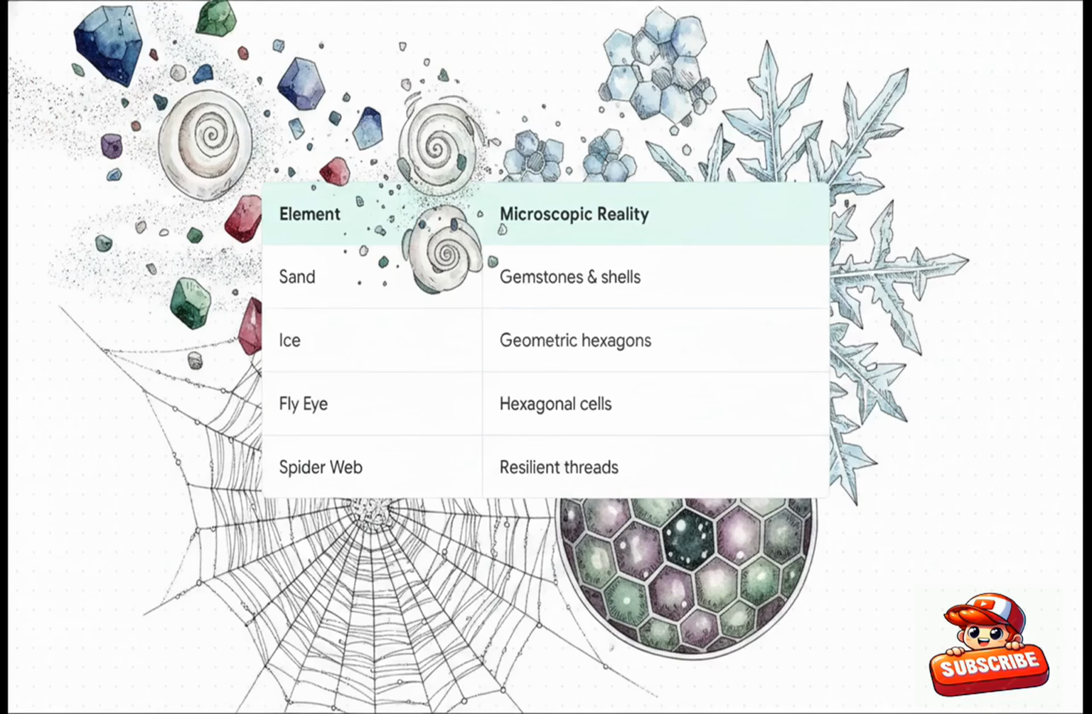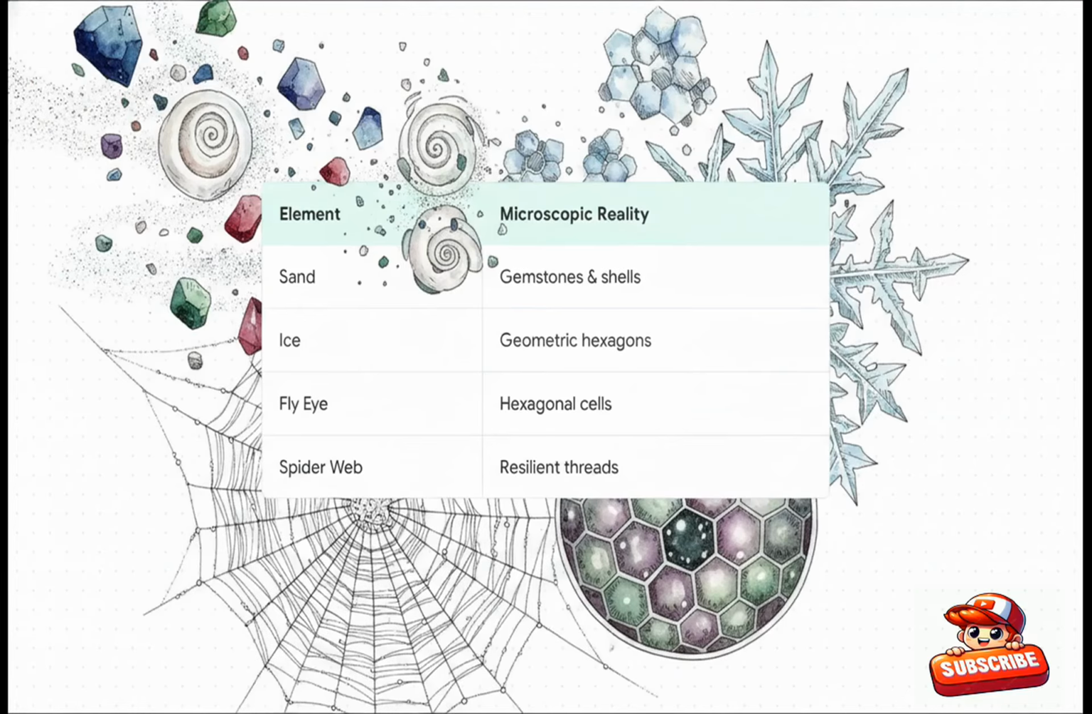The sand you walk on at the beach? It's not just brown grit. Microscopically, it is a stunning collection of tiny, colorful gemstones, fragmented shells, and distinct minerals. Ice transforms from a solid block into unique, intricate geometric snowflakes and hexagons.